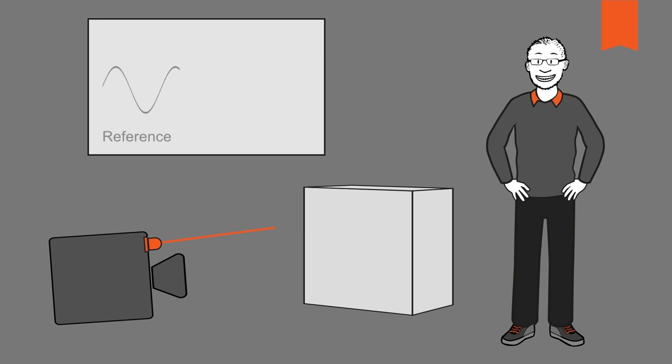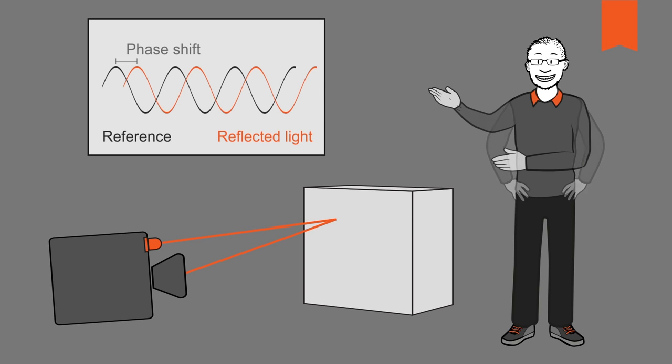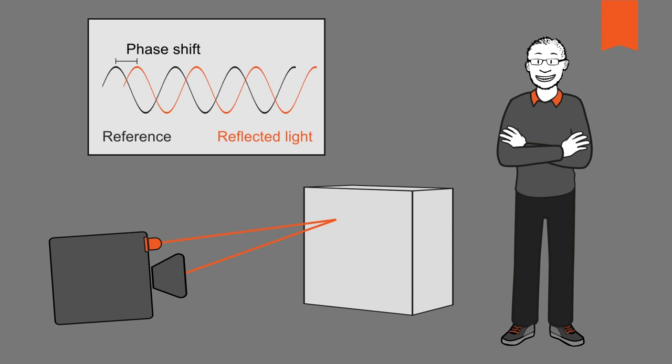Time of flight using continuous waves detects the phase shift of the reflected light. Modulating the amplitude creates a light source of a sinusoidal form with a known frequency. A detector determines the phase shift of the reflected light. And again, through simple math, a depth for each point in the scene can be easily calculated.